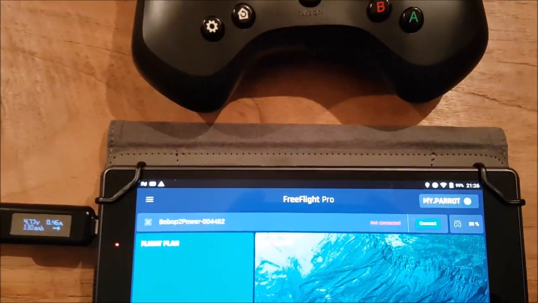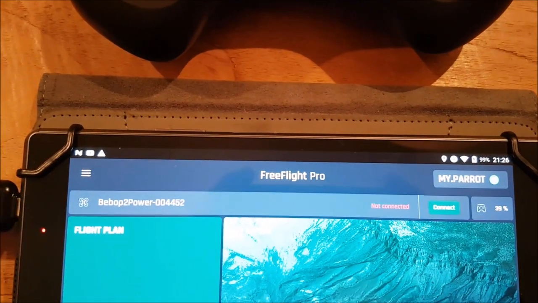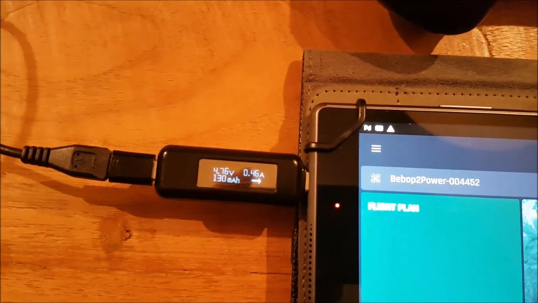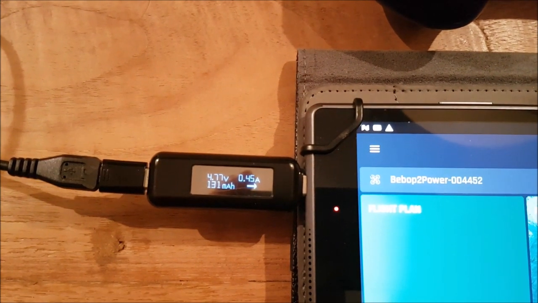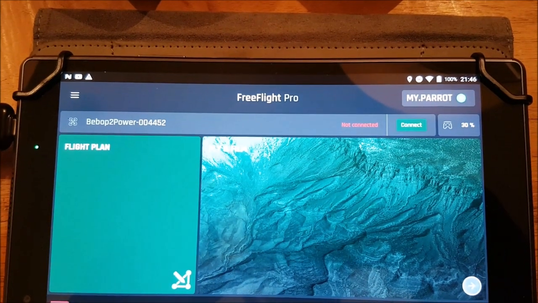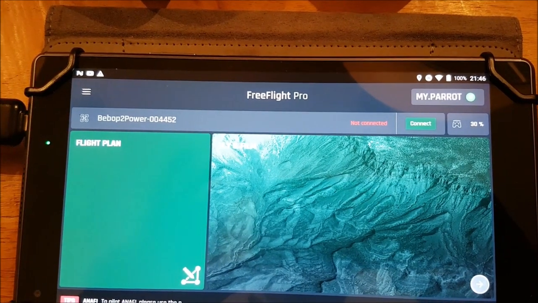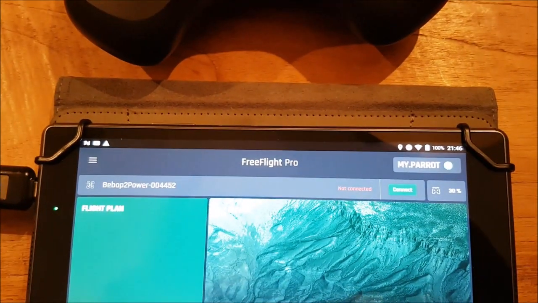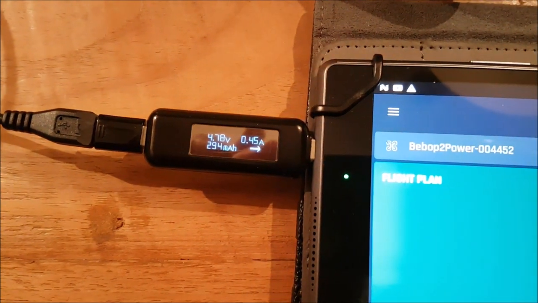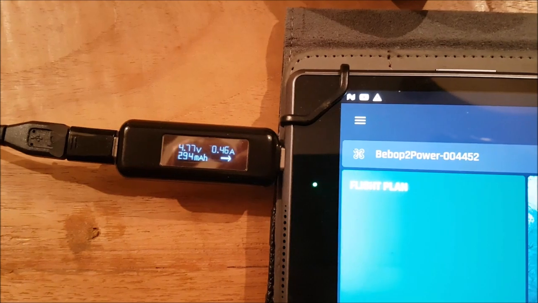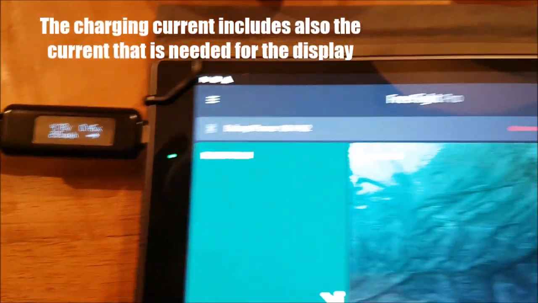The controller is now at roughly 40%. Still the same current. The controller is now at 30%, tablet 100%, still same current is flowing, charging the tablet.